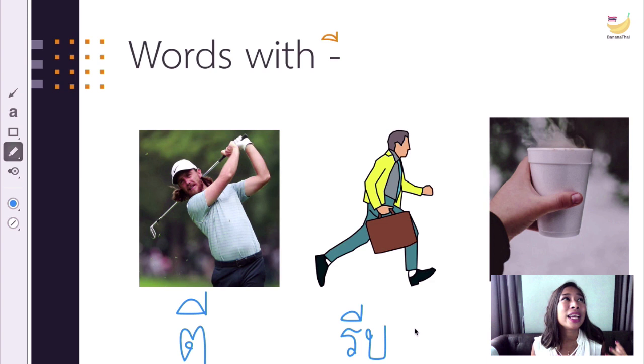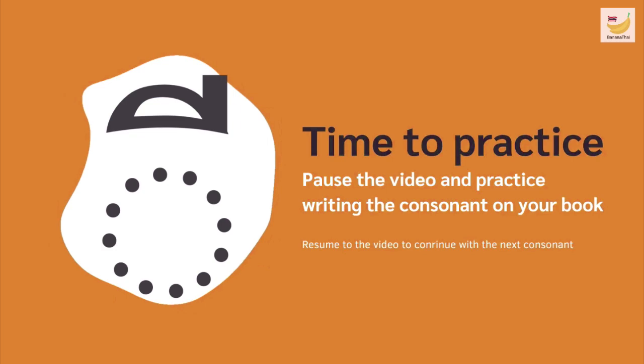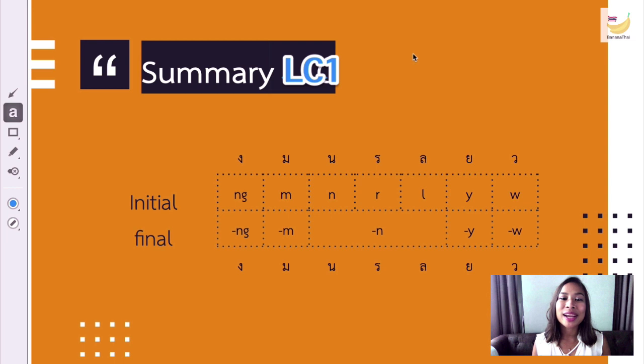And last one, ค่ะ, to have is มี. So these three words are examples of words with สระอี, long sound. So that's it. Now we come to the summary part of the low class consonant one, นะคะ. You already have this one.